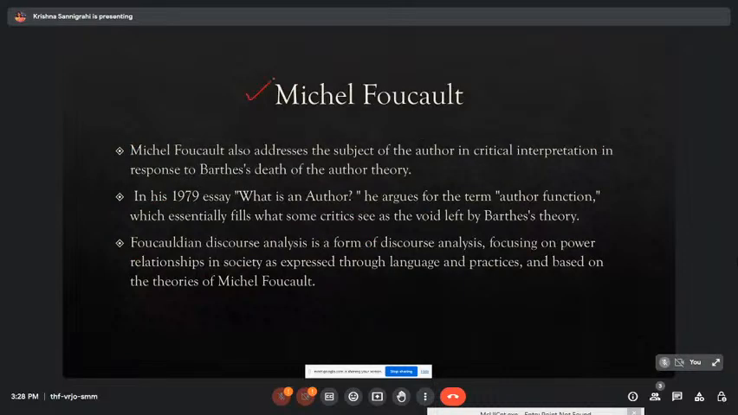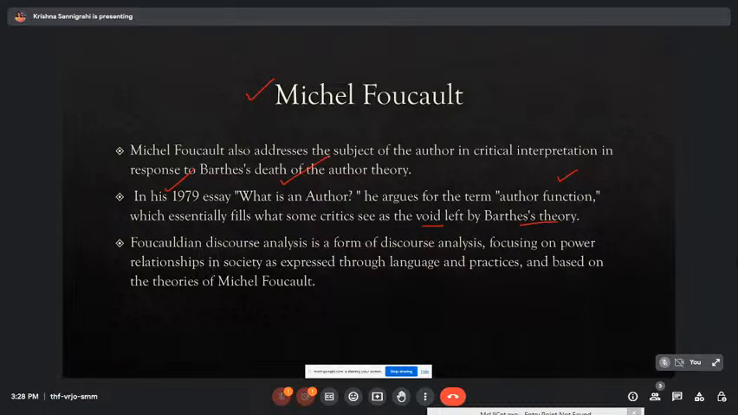Now we talk about Michel Foucault. He also addresses the subject of the author in critical interpretation in response to Barthes' death of the author theory. So in his 1979 essay, What is an Author? He argues about this particular term, author function, which essentially fills what some critics see as the void left by, what is the void? The void is the gap which was left by Barthes' theory. What is Barthes' theory we are referring to? Barthes' theory of the death of the author.